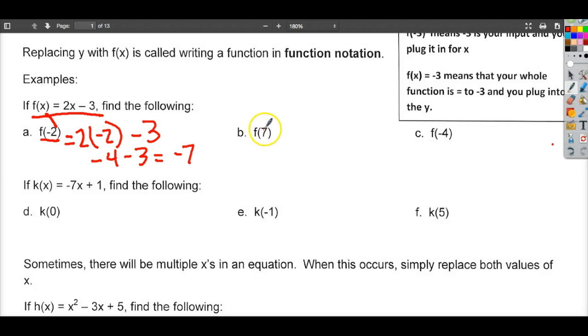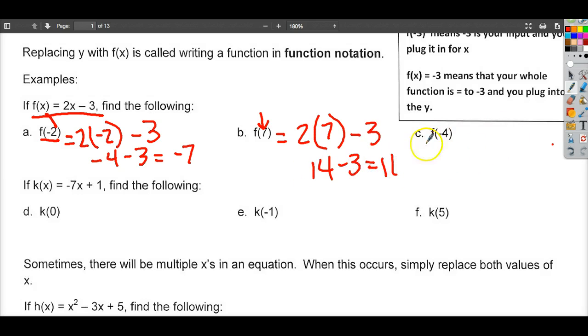F of 7. Guess what? X is now 7. So same thing. 2 times x is 2 times 7 minus 3. 14 minus 3 is 11. Go ahead and try f of -4. I bet you can do it. That's right. 2 times -4 minus 3, -8 minus 3 is -11.